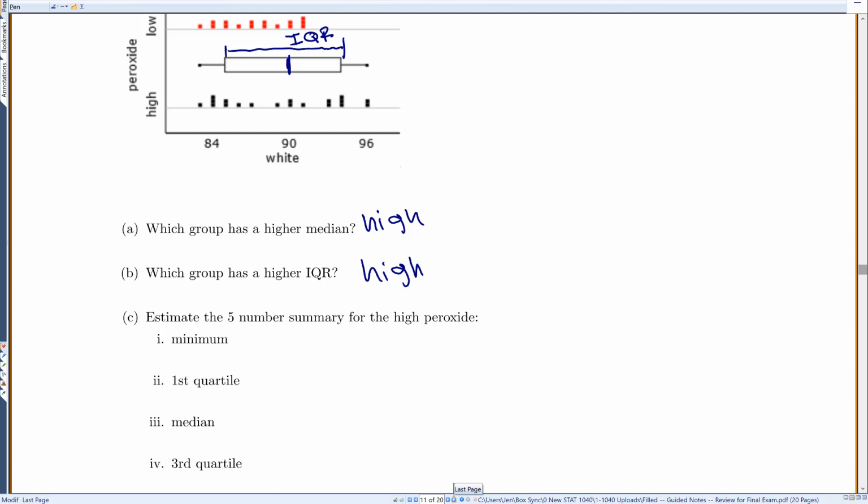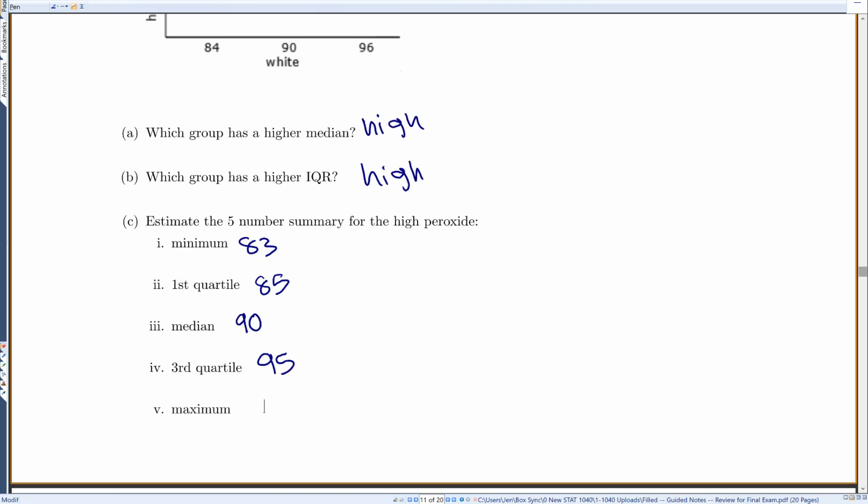Let's see, what if we wanted to estimate the 5-number summary for the high peroxide? So we need our minimum, so that looks like it's about 83. My 1st quartile, I'd probably say 85. Median, 90. 3rd quartile, what's that, 95? And my maximum, I'd say 96.